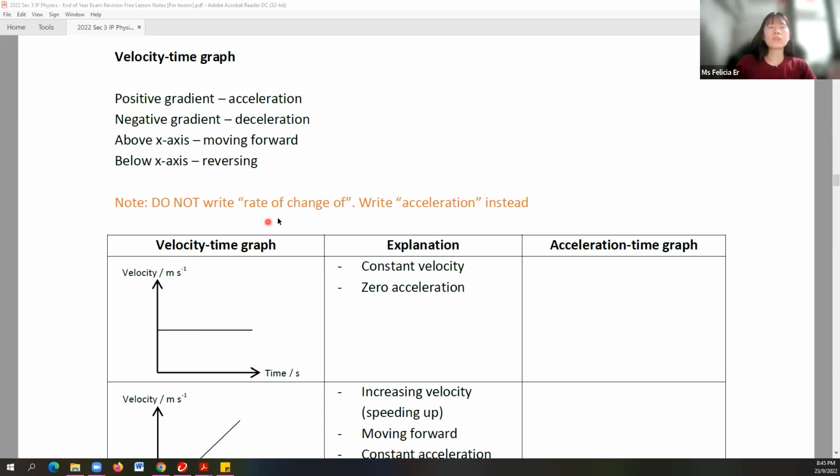Same thing also for sentence writing. Don't write the words rate of change of. You write acceleration instead, because rate of change of is the gradient. The gradient of a VT graph tells you the acceleration.